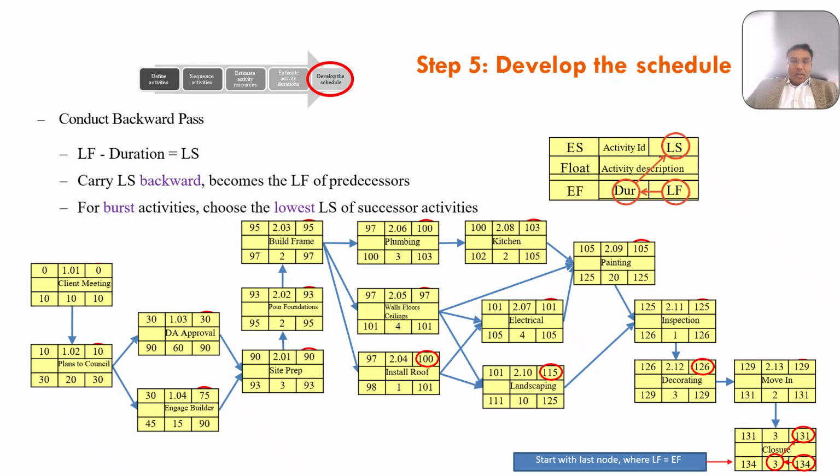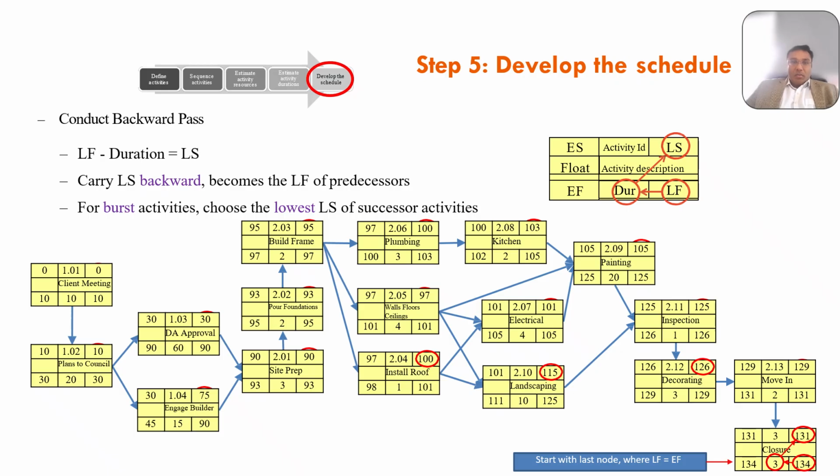Now, let's look at 2.06, for example. In this, early start is 97 days, and then the late finish is 100 days. And then the late start is 103 days, and the earliest start is 97. So basically, the duration is 3 days. Your early finish can be only 100 days, but your late finish becomes 100 plus 3, which is 103.